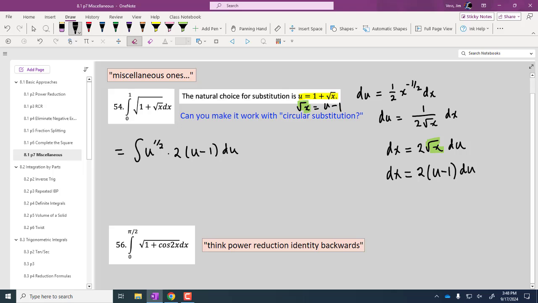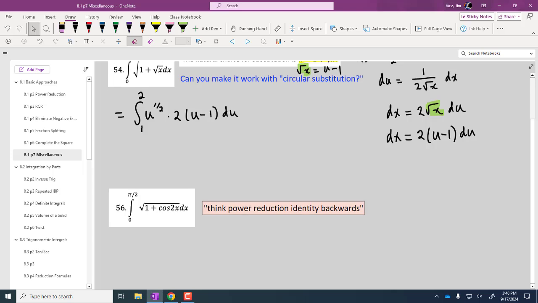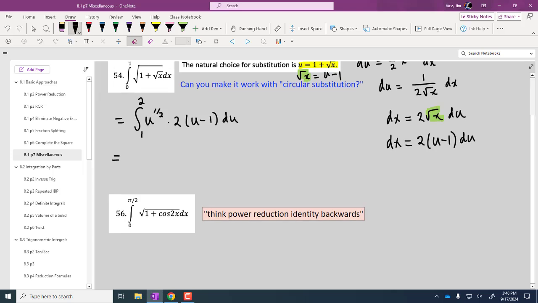Limits of integration, when x is 0, u is 1. And when x is 1, u is 2. So there is our substitution. All right, so this then becomes 2 times the integral from 1 to 2, u to the 3/2 minus u to the 1/2 du.